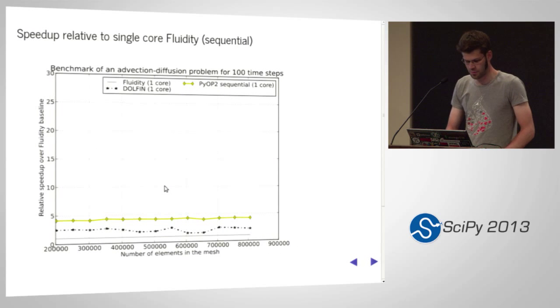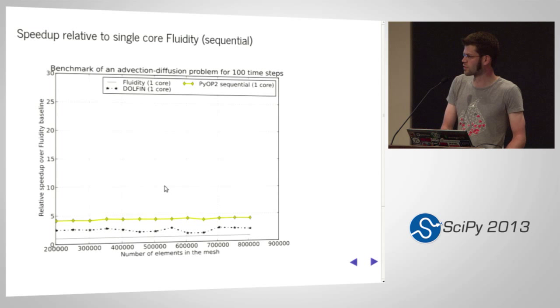And so to finish, I'm just going to show you a few performance comparisons with the other frameworks that I've showed you. So this is a finite-element advection-diffusion problem that's running for 100 time steps. On the x-axis, you see the mesh size. And I'm showing you the relative speedup over the Fluidity CFD library, which we compare against. So that's a traditional CFD code written in Fortran.